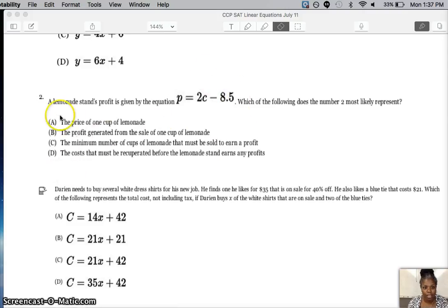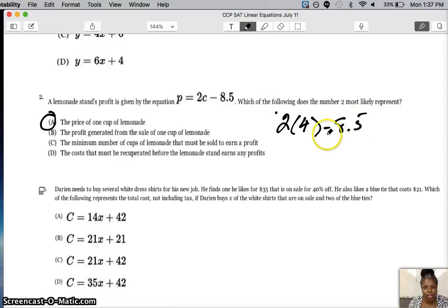If you look at all of these, the price of a cup of lemonade would most likely make sense to be the value of 2, what 2 represents. And so we can look at the other answer choices and see that they don't fit very well. The minimum number of cups, that has nothing to do with the number of cups. The cost, and you can think about it this way, if 4 cups were sold, then it would be 2 times 4 minus 8.5, and you can see that just by selling that many cups, you don't really make a profit. In fact, you're in the hole 50 cents. Does that make sense? All right, hope so.